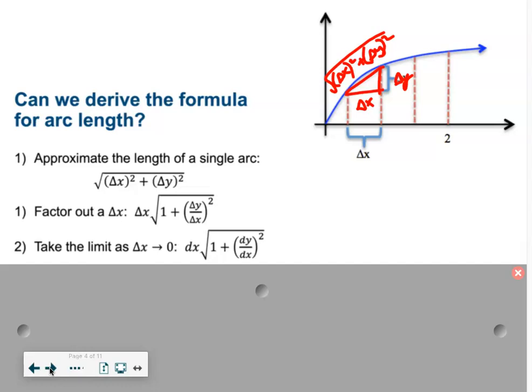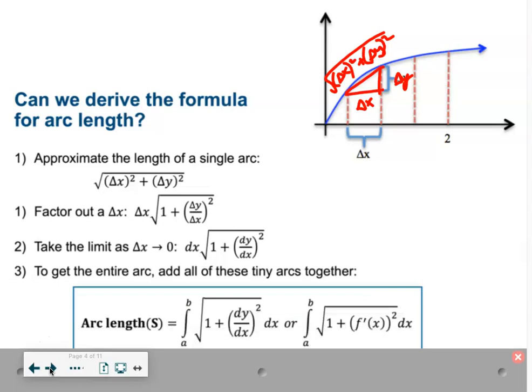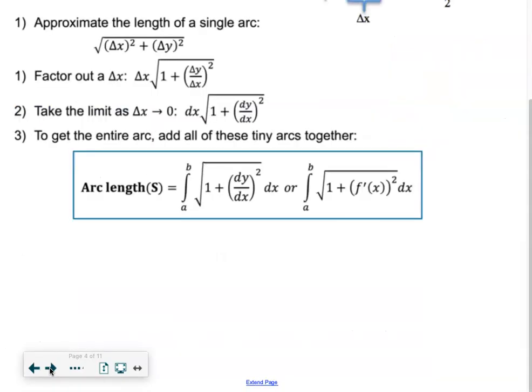All right, so that gives us the length of a really, really teeny, tiny arc. Like so tiny it's a dot, right? So now we've got this dot, and what do we need to do? We need to add infinitely many of them. Well, what gives us an infinite sum? An integral, right? So now to get the whole thing, we take the sum of all of these, which gives us the formula for arc length.